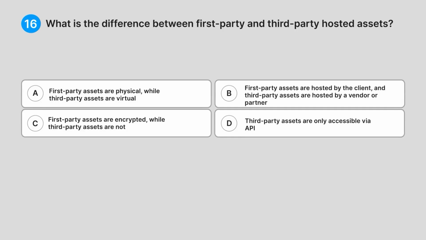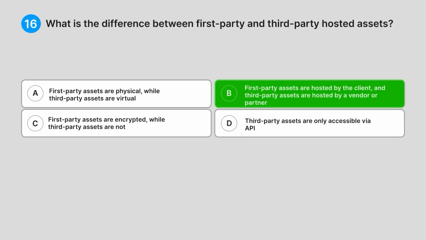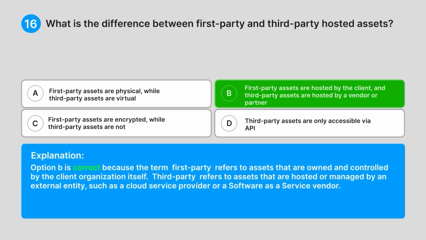Correct answer. B. First-party assets are hosted by the client, and third-party assets are hosted by a vendor or partner. Explanation. Option B is correct because the term first-party refers to assets that are owned and controlled by the client organization itself. Third-party refers to assets that are hosted or managed by an external entity, such as a cloud service provider or a software as a service vendor.